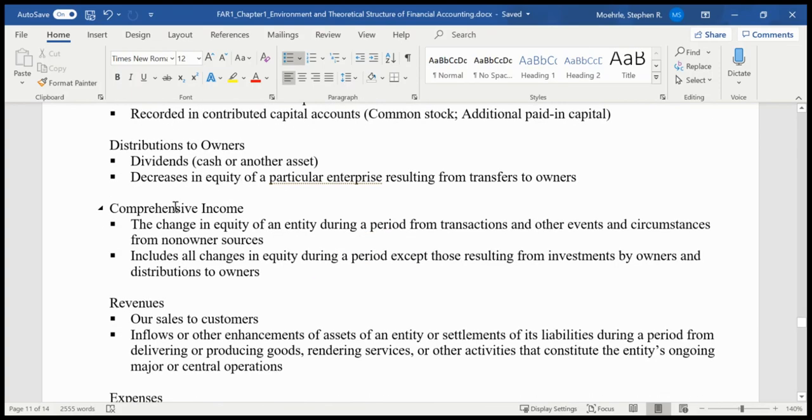Comprehensive income. This is the change in equity of an entity during a period from transactions and other events and circumstances from non-owner sources. Comprehensive income includes all changes in equity during a period except those resulting from investments by owners and distributions to owners. You're going to see examples of that in this course.